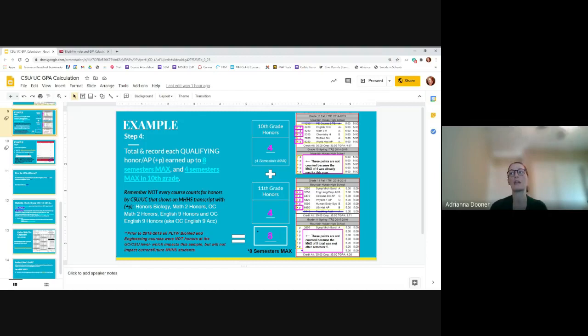They also have a maximum of 4 points that they can bring with them. So if they did anything like what this student did, where they took 1, 2, 3, 4, 5 honors or AP courses in their 10th grade, that's 10 total points, and they can't take 10 points with them from 10th grade. They can only take a maximum of 4 points. That's 2 AP or honors year-long courses in the 10th grade.